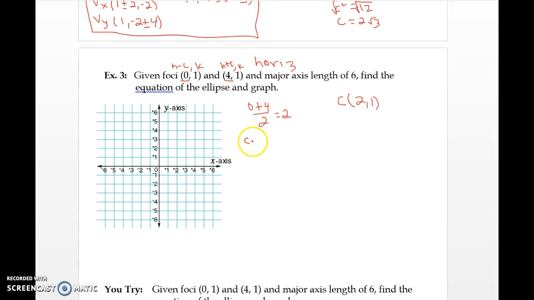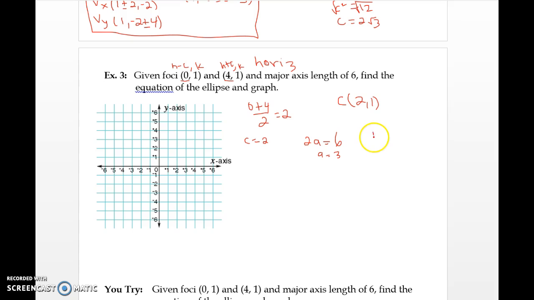So your little c has got to be 2. That's not because the center number is 2; that's just the difference from your center point to your 2 vertices. They tell you your major axis length is 6. Our major axis is 2a, so 2a equals 6, so then a equals 3.